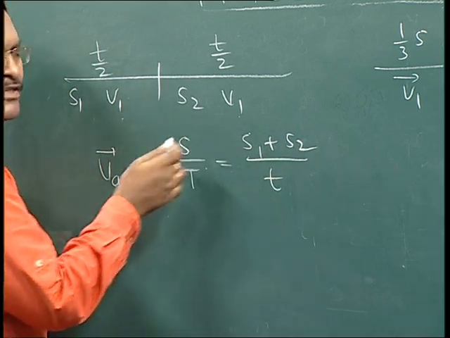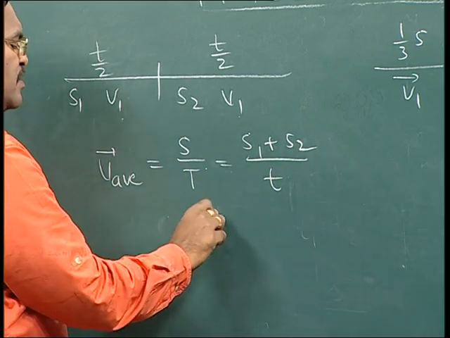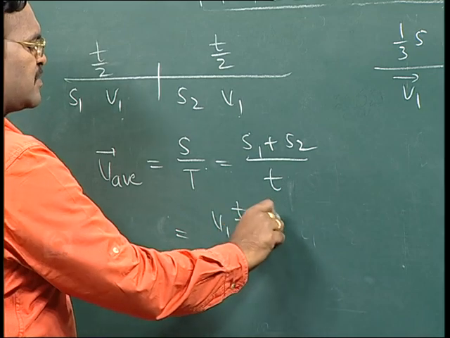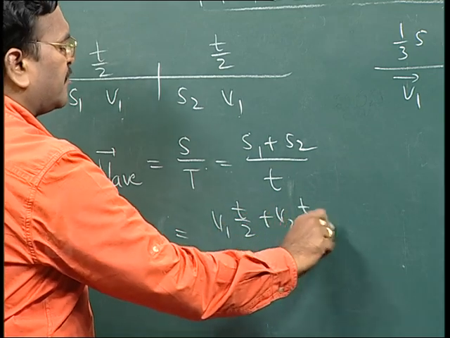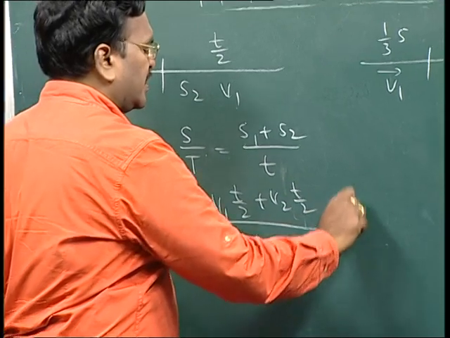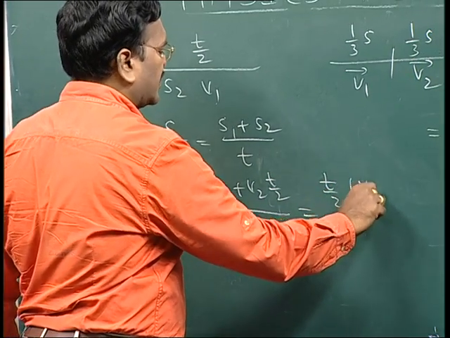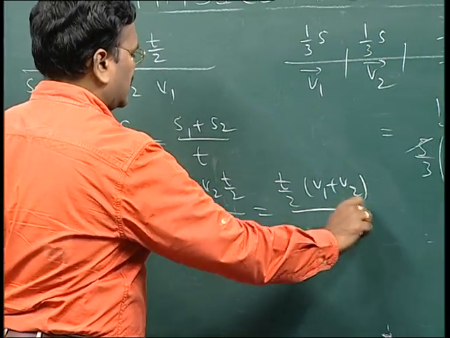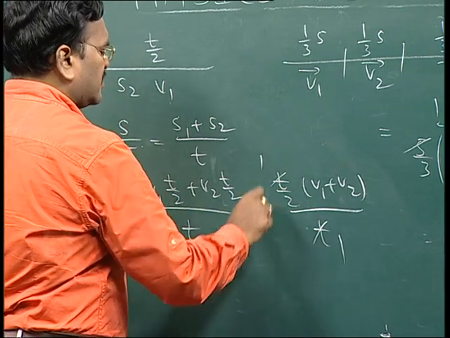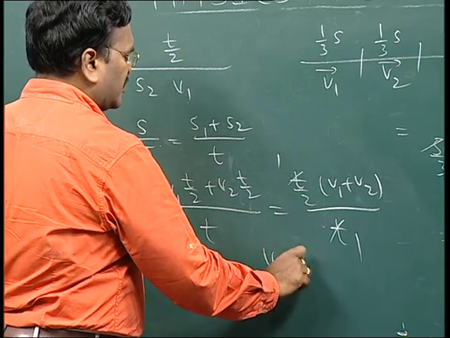Displacement is equal to velocity into time. So, V1 into T by 2 plus V2 into T by 2, all divided by T. We take T by 2 common. What we are getting? (V1 plus V2) into T by 2, by T. Now, T gets cancelled. What we are getting? V1 plus V2 by 2.